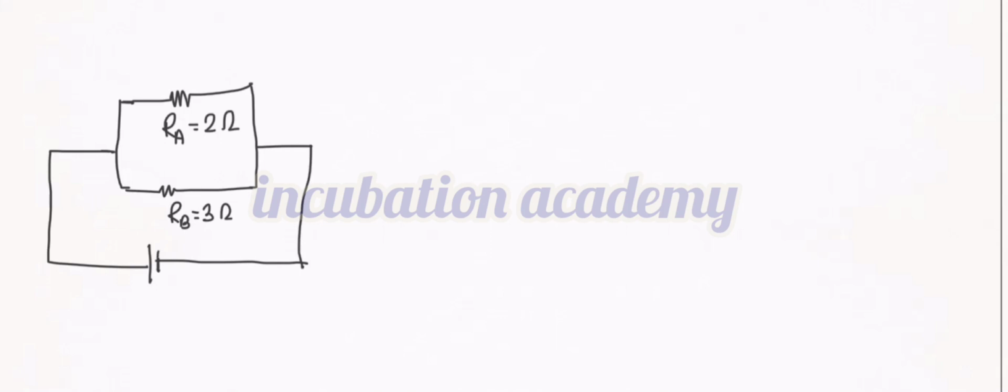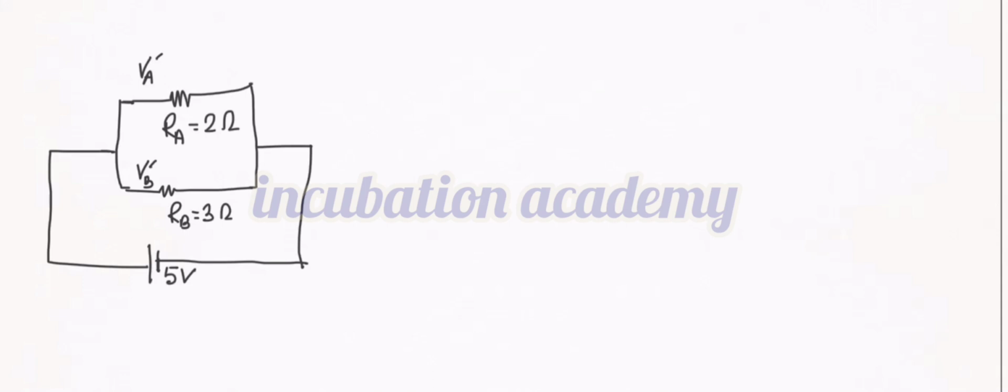Now just see, since they are connected in parallel, the potential drop across both of them, that means the potential drop across RA, that is VA, and the potential drop across RB, that is VB. I am just calling it VA prime, VB prime, because in case of series we have denoted the potential drops as VA and VB.